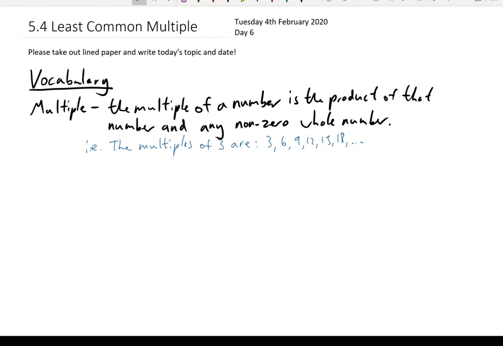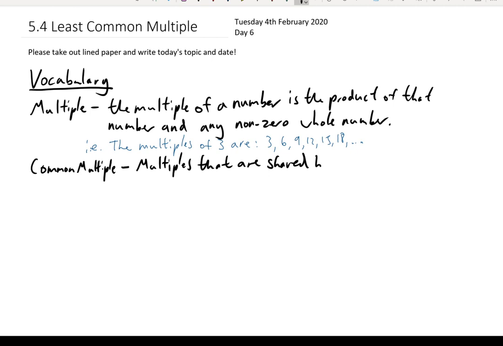Those are multiples. Now, the next vocabulary I want to talk about is common multiple. Common multiple. And so the meaning of common multiple is multiples that are shared by two or more numbers.